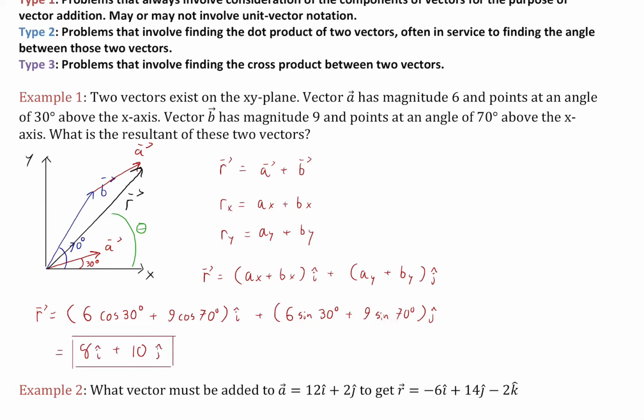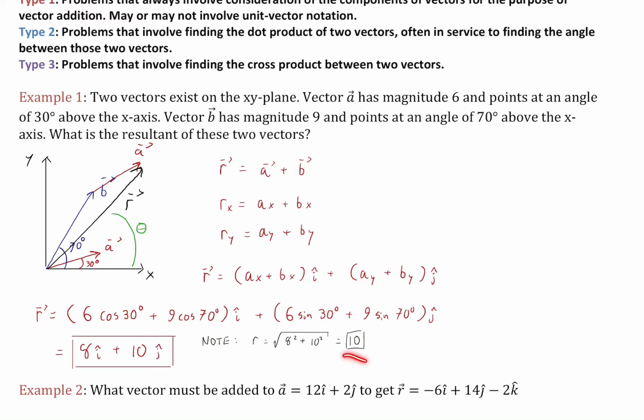When I add everything together and I round to 1 sig fig, I get 8 and 10 for my r vector. And this is in i hat, j hat notation. Now, it wasn't specified. It just said, what is the vector? So if I ask a question like this, what is the resultant of these two vectors? I'm not asking for its magnitude. I would have said magnitude if I was. So it's totally fine to give me the answer in i hat, j hat notation.